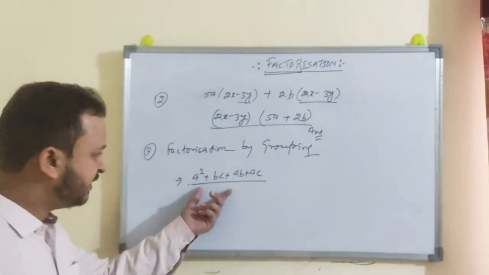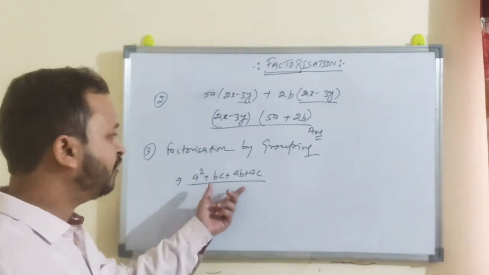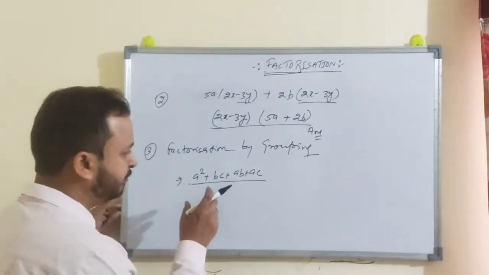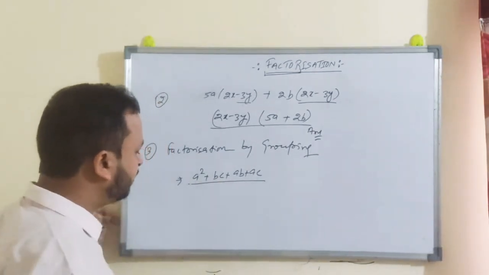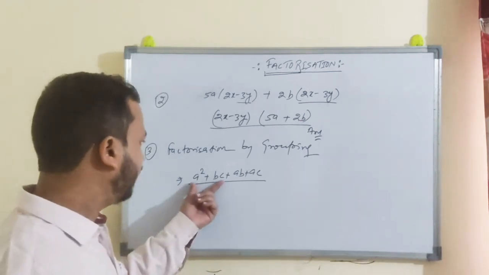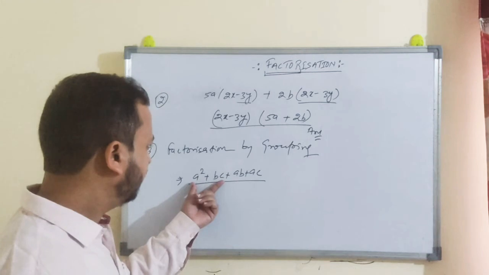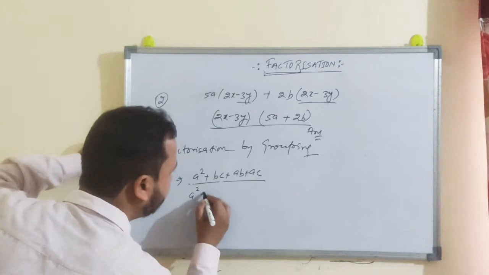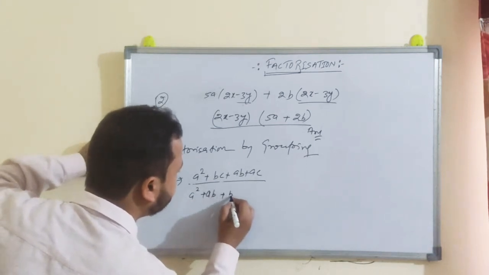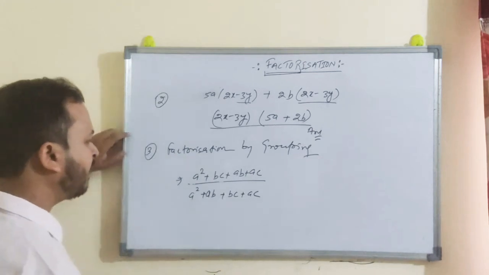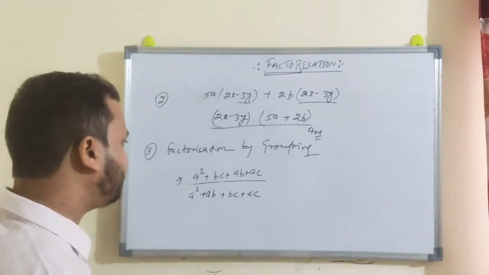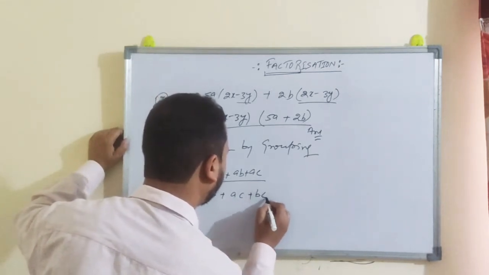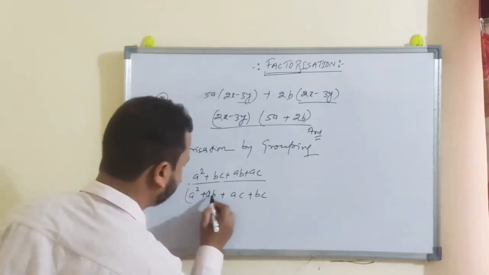When you are going to factorize this, you first have to make groups so that you can take common from both the expressions, right? So you have to make the group of 2. Just rearrange them. I am going to write it as a square plus ab plus bc plus ac, or ac plus bc, right?